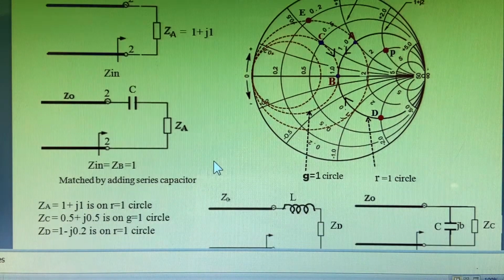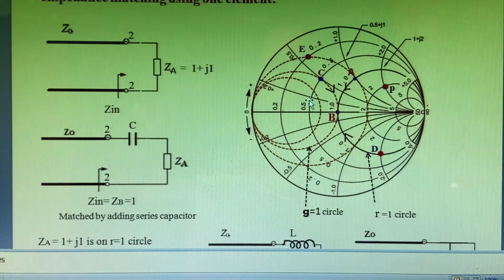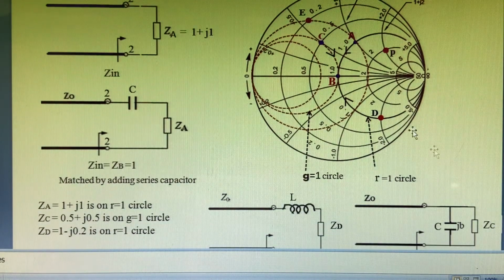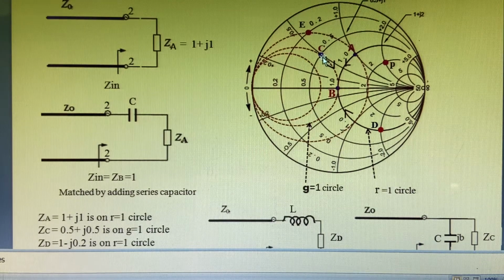Now for example, if the point is this ZC, that is 0.5, the load impedance is equal to 0.5 plus j0.5. For example, this point is the point C, and the load impedance is this. Now for impedance matching, for example, this is the point ZC. If the impedance is marked at this position, we have to see over which circle we have to move from here.